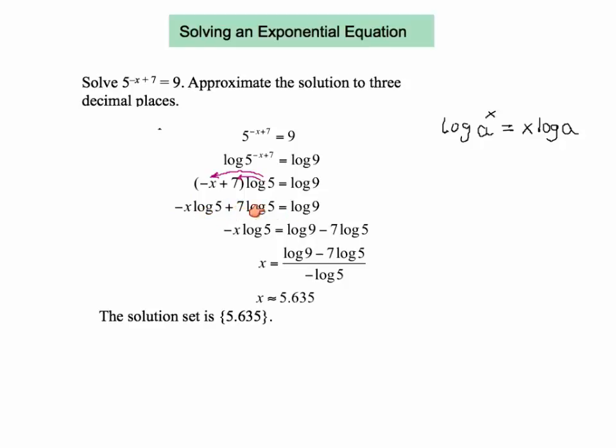So I'm going to subtract 7 log of 5 from both sides of the equation. That goes to the other side. Now the coefficient of x is minus log of 5. If I divide both sides by minus log of 5, this would be my x. To calculate this, we need to use our calculator. We substitute these numbers and use our calculator to solve, and the solution set is 5.635.